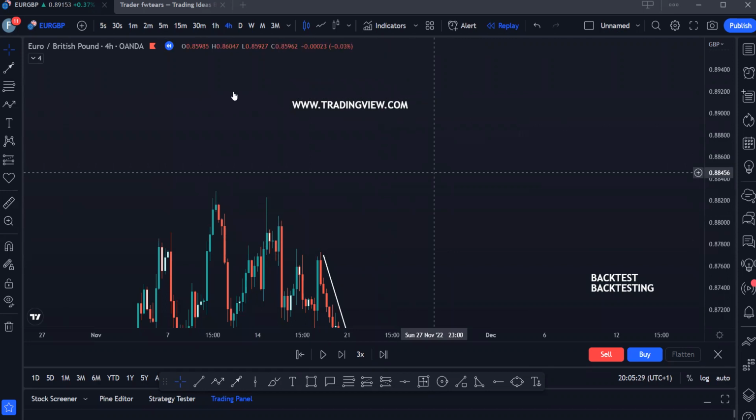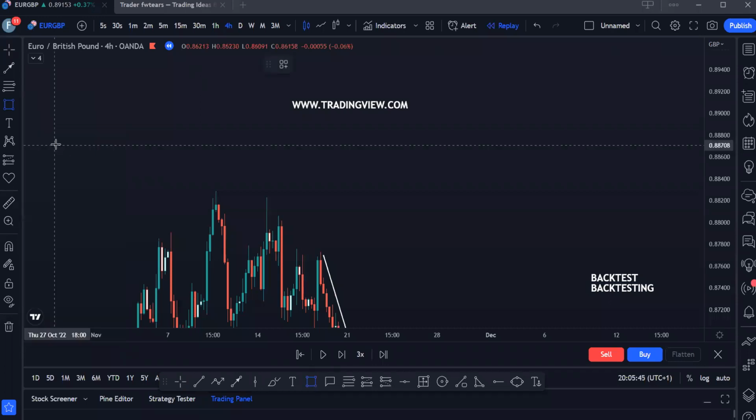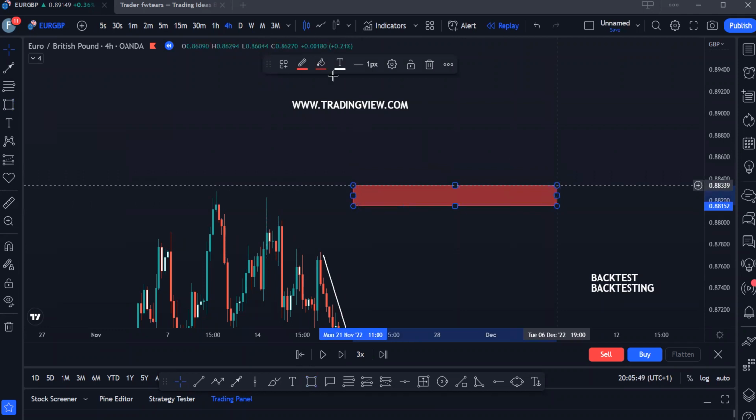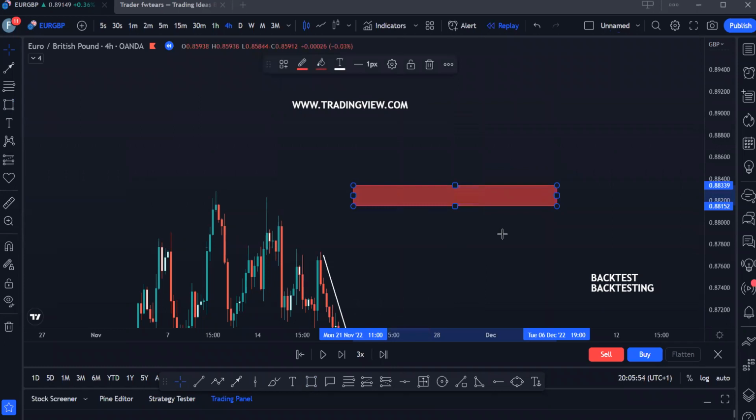Once you're on the chart like this, on the left-hand side, you see geometric shapes. I use a rectangle, so I select the rectangle tool. When you select it, you can draw a rectangle as you wish. You can change the colors, anything you want to do. So that's how we use the rectangle. It's a tool on TradingView. It is also on MT5.